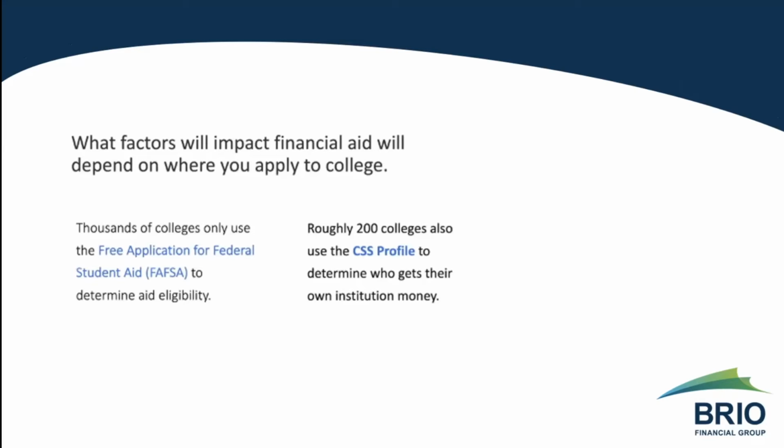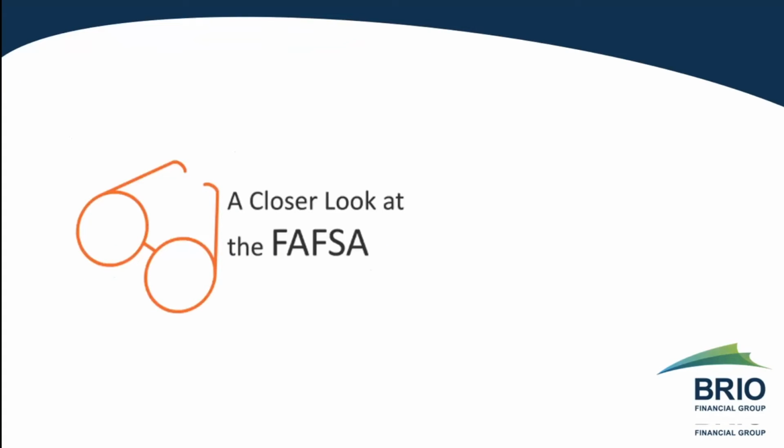So the FAFSA, the Free Application for Federal Student Aid, is going to calculate your aid based on need. That was a terrible way to say it, but you know what I mean. And then you have something called the CSS profile, which the institutions themselves will use to give out their own money based on need and merit. So these two profiles look at assets just a little bit differently, and we'll go into the differences right now. We'll start with the FAFSA.